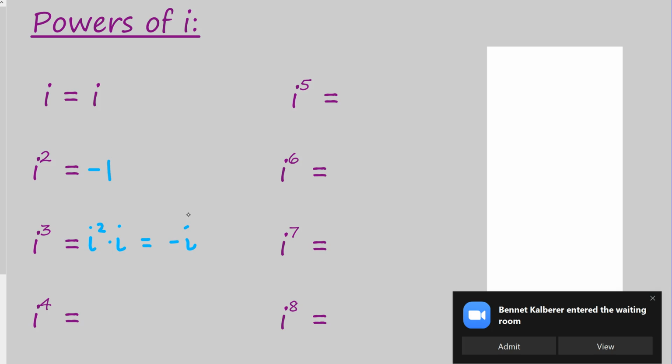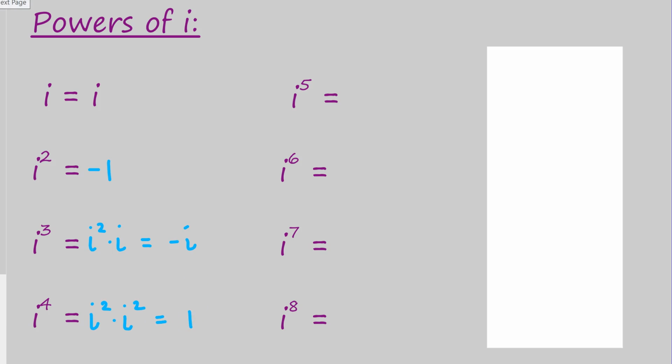What about i to the fourth? That would be i squared times i squared, -1 times -1, and that would be +1. Okay, now we're going to discover a pattern. So what if you had i to the fifth power? You could think of that as i to the fourth power times i, and that's 1 times i, and that's i. So i to the fifth power is equivalent to i itself.